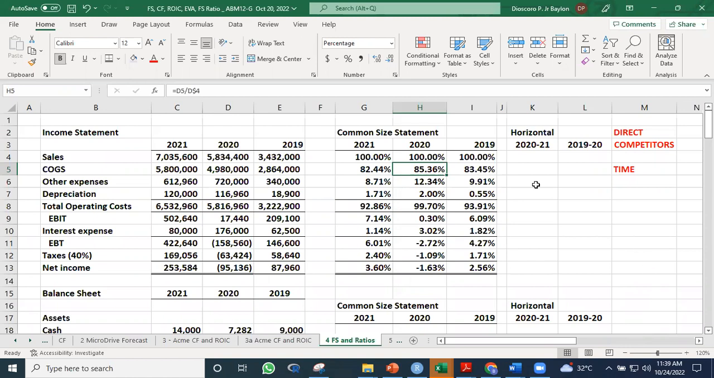So let me pause for a while and ask you if there are any questions so far dun sa direct competitors, benchmarking against direct competitors and benchmarking against time. Paki-chat please kung okay tayo so far.